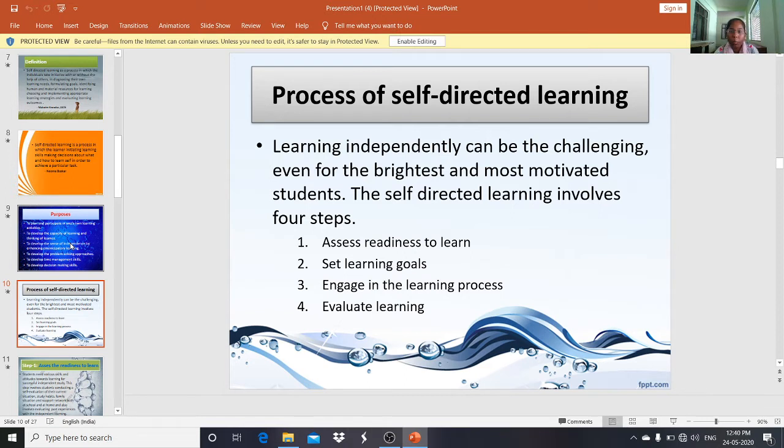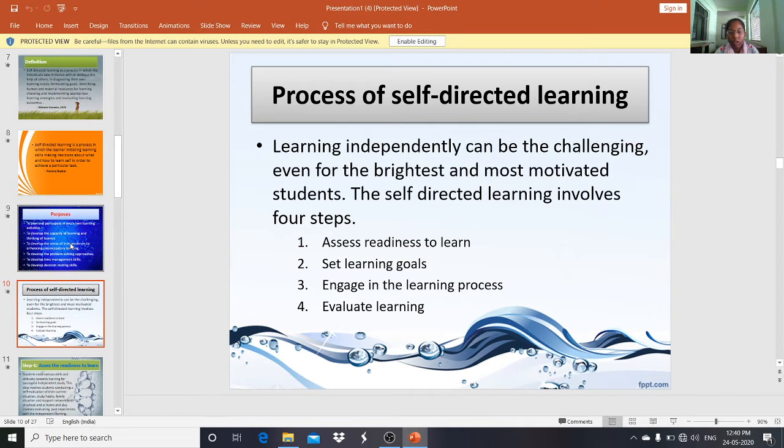Next, coming to the process of self-directed learning. What is the process and how should self-directed learning be carried out? Learning independently can be challenging even for the brightest and most motivated students. Self-directed learning involves four steps. They are: assess the readiness to learn, set the learning goals, engage in the learning process, and evaluate the learning.